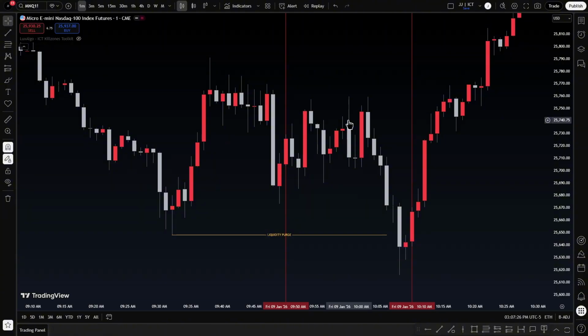Macros are not used for just expansions. They can manipulate and they can expand. I see a lot of people say, oh, when a macro comes, price is supposed to just jump through the roof. Not true.